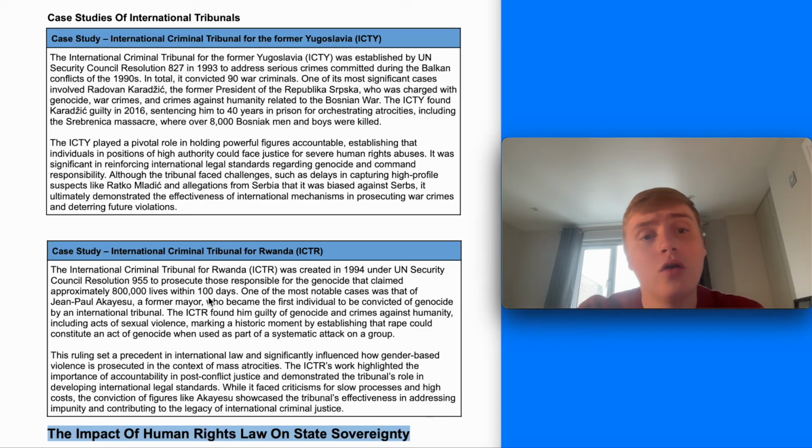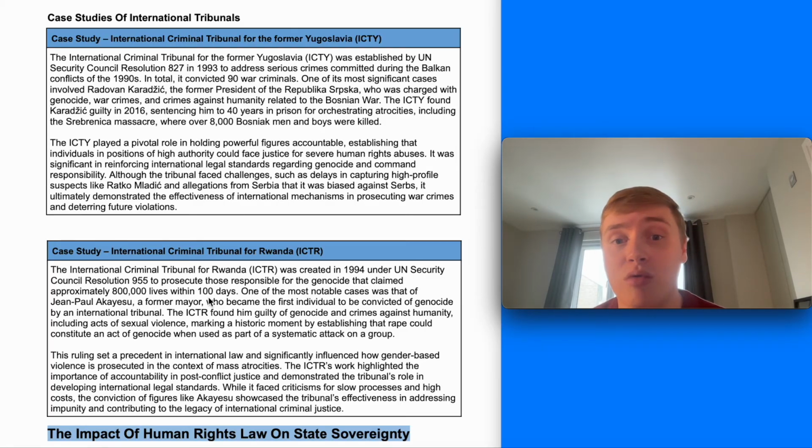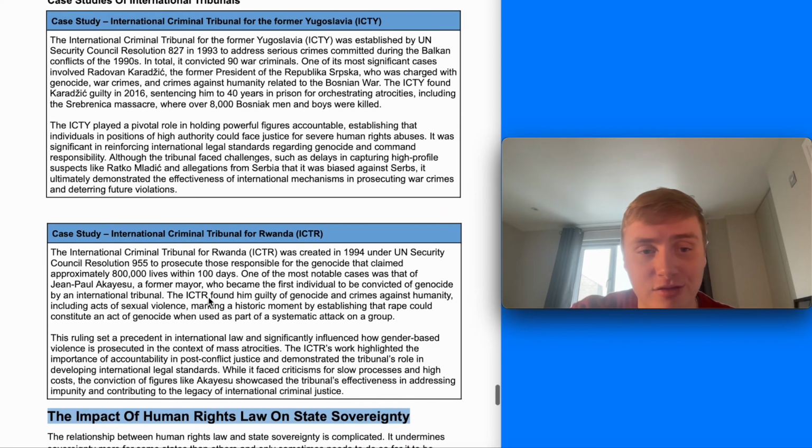It played a crucial role, therefore, in holding powerful figures accountable, establishing that individuals in positions of high authority could still face justice for severe human rights abuses despite their power. And it was significant in reinforcing international legal standards such as genocide and command responsibility. And although it faced challenges, as we looked at, such as delays in capturing high-profile suspects, it ultimately demonstrated the effectiveness of international criminal tribunals in prosecuting war crimes.